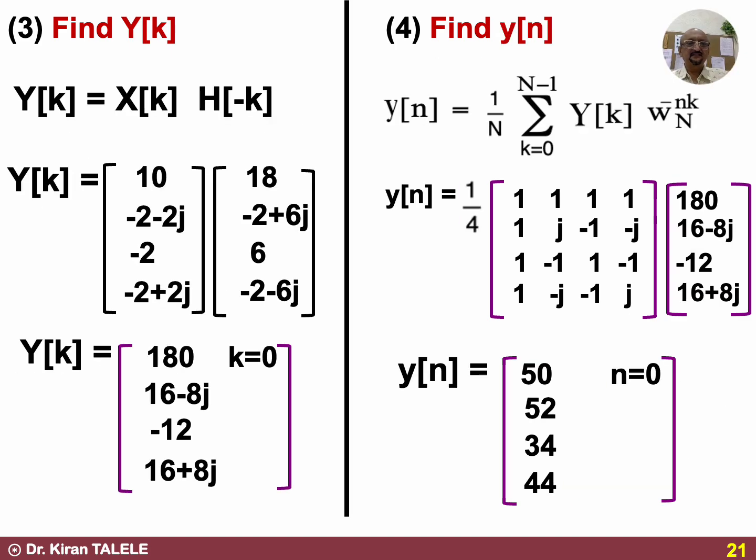Then H of minus k into X of k, that is Y of k. One to one we have to multiply. And then finally, IDFT of Y of k, that is y of n. This is the answer.